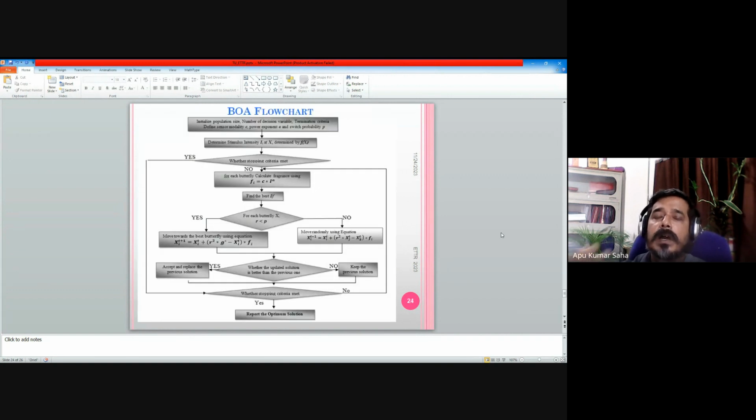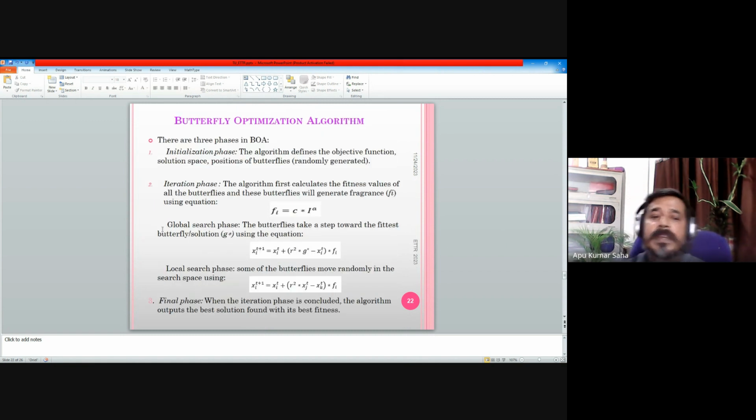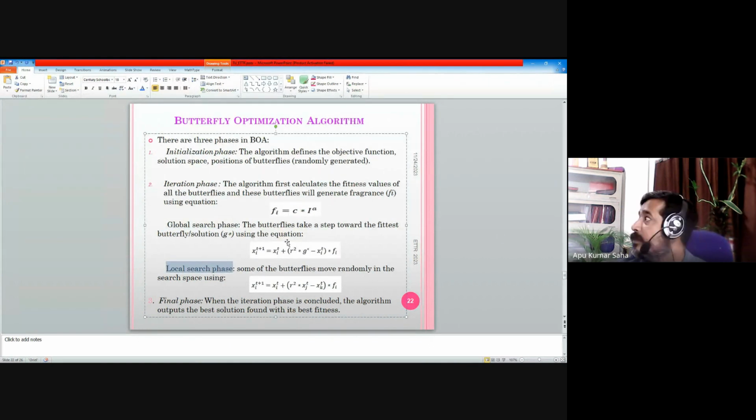Now this is the BOA, butterfly optimization algorithm, flowchart. From the flowchart you can find, or you can know, how it is coming. Now the important thing is, in the global search phase and local search phase, we have told that some of the butterflies will go for the global search phase and some will go for the local search phase. Now, which butterfly will go for global and which will go for local? How to select those butterflies?